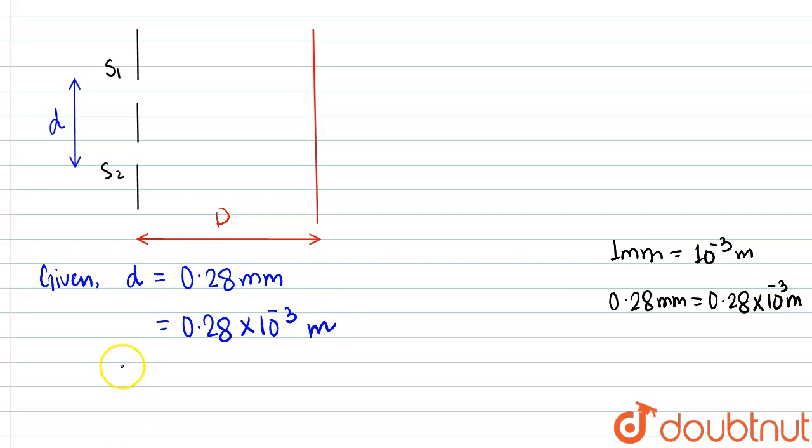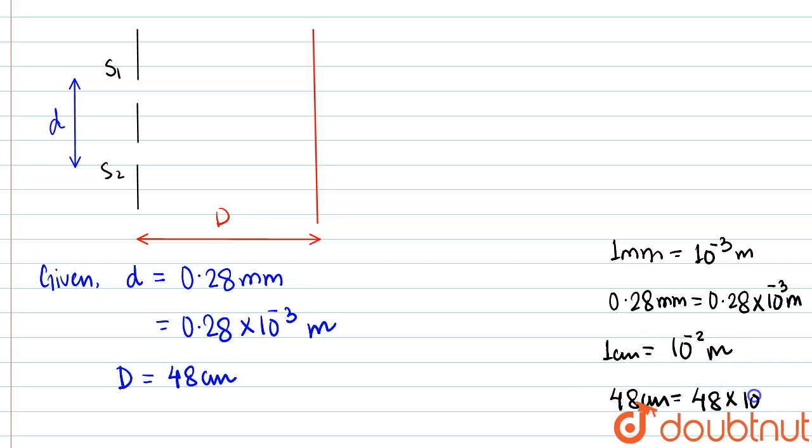We are also given capital D, which is the distance between the slits and the screen, and it is given as 48 centimeter. 1 centimeter is equal to 10 to the power minus 2 meter. So 48 centimeter will be equal to 48 times 10 to the power minus 2 meter. Capital D will be equal to 48 times 10 to the power minus 2 meter.